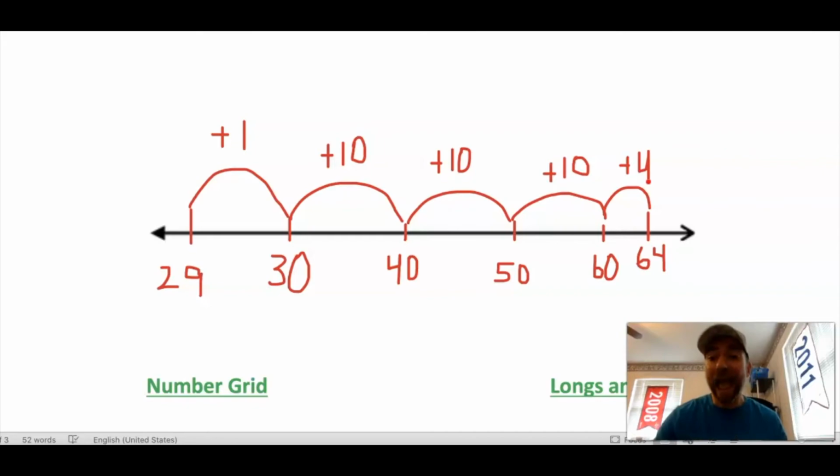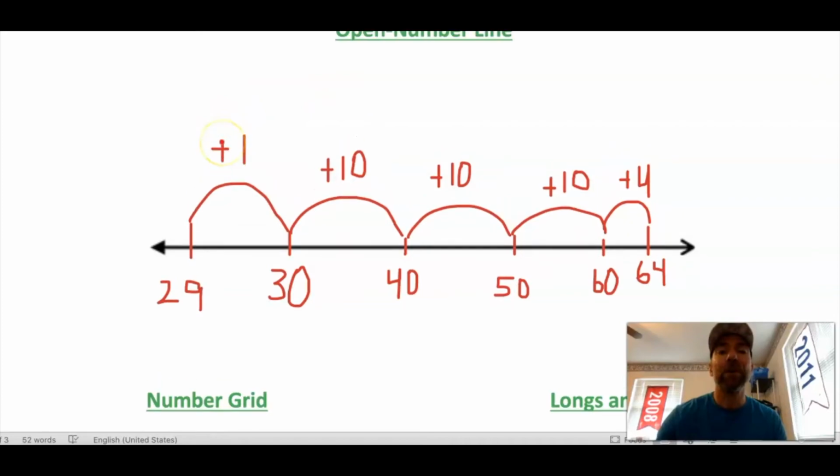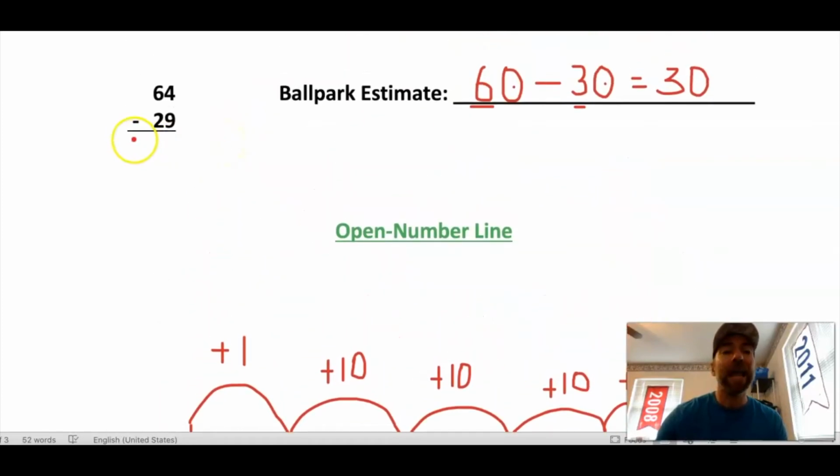So now I can add up my total jumps. I start with my big numbers. 10, 20, 30, 34, 35. My answer is 35. Notice how close I am to my estimate.